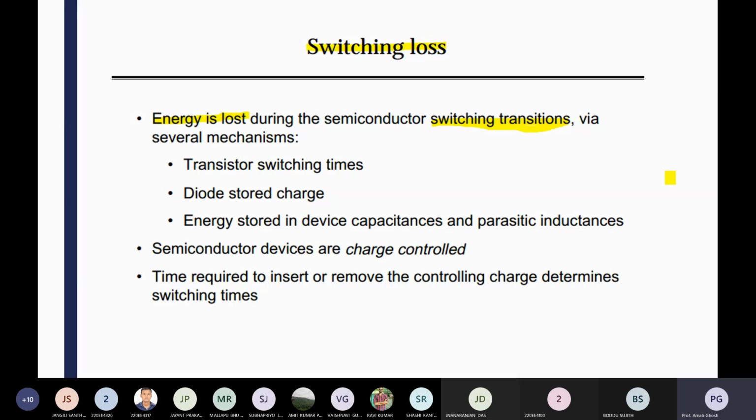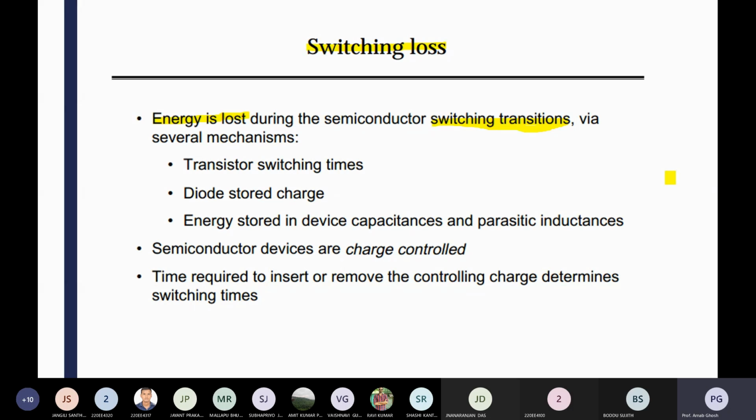Definitely there is some stored energy, since charges are there. Charges mean mobility, which means carriers: minority or majority carriers. Normally a diode is a minority-carrier-based device, and a transistor too. Most solid state devices are minority-carrier based. So due to the charges, definitely some of the energy will be stored over here.